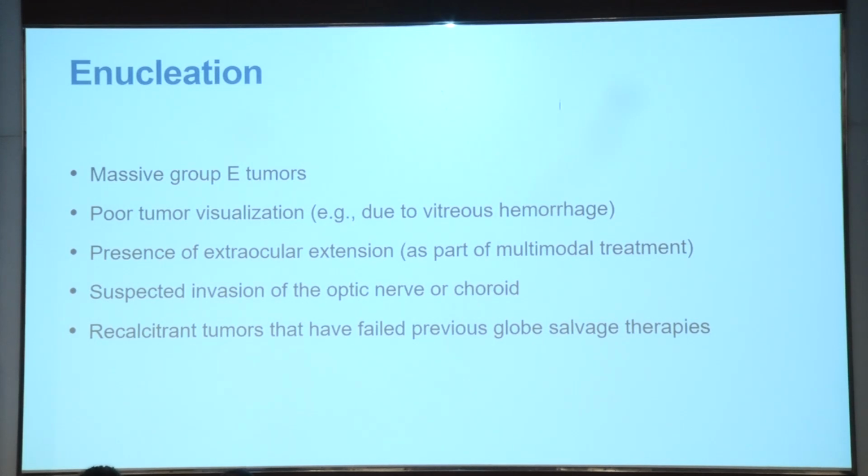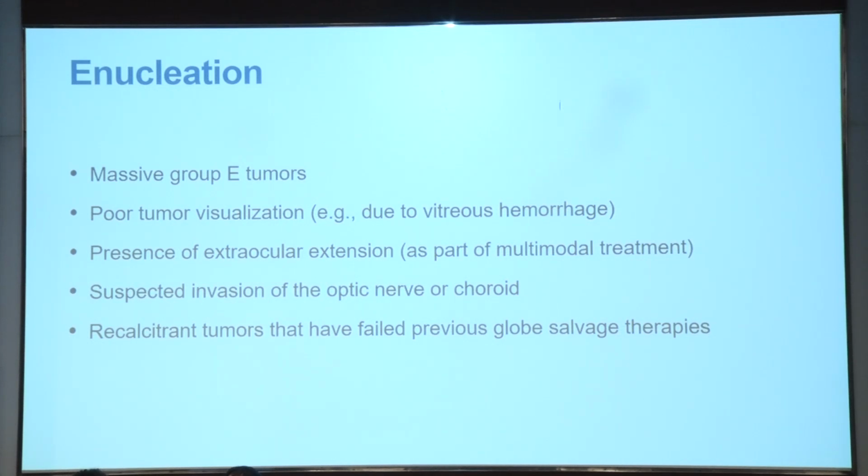And enucleation, as I mentioned, for massive group E tumors or bad group D tumors, where visual prognosis is not there and the tumor is not responding to conventional treatment or chemotherapy, or there is poor tumor visualization, which makes it difficult to assess every time. In patients with extraocular extension, as a part of multimodal treatment, you don't straight away jump in for enucleation, but first you give chemotherapy. Dr. Honavar will talk about those cases, and it's part of that protocol.